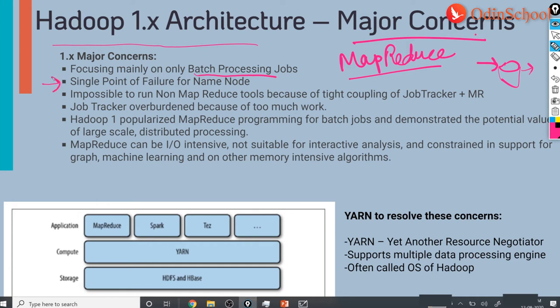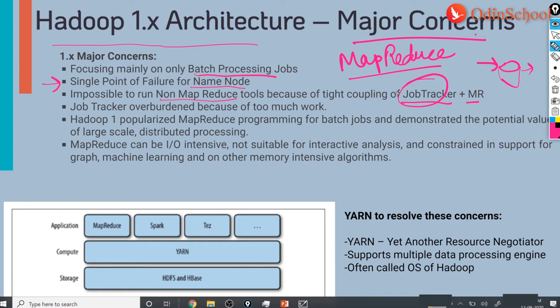Also, you can say the single point of failure was there for the name node. This is with respect to HDFS, which we have already covered in our HDFS module. The name node was still a bottleneck, and it was not able to provide higher availability of the cluster, right? So it was quite impossible in Hadoop Release 1 to run non-MapReduce jobs or non-MapReduce tools because of the tight coupling of the job tracker plus the MR engine. And the job tracker was doing so many things, right? It was overburdened because it was doing scheduling, monitoring all the task trackers, and assigning particular tasks to the data nodes or task tracker machines. So many things were handled by a single entity, which is the job tracker.